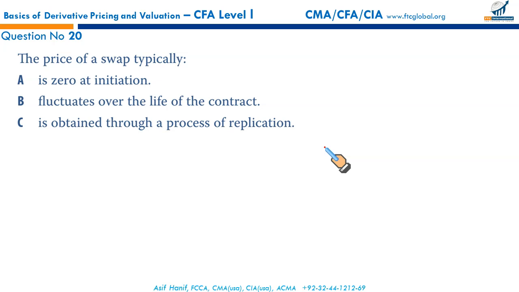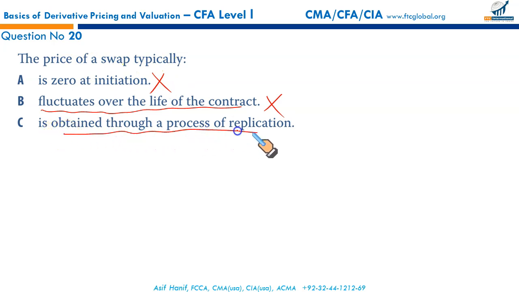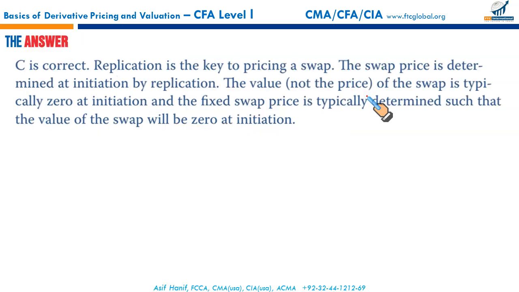The price of swap typically is 0 at initiation. Well, the swap value can be 0 but not the price. This is not the correct option. Swap price is determined at initiation by replication. So value can be 0 but not the price. Why not B? The value of the swap fluctuates over life of the contract, not price. Price is essentially fixed. Incorrect. Then the price of the swap typically is obtained through a process of replication. That is correct. That is the correct option. Replication is the key to pricing a swap, and that makes C the correct option.